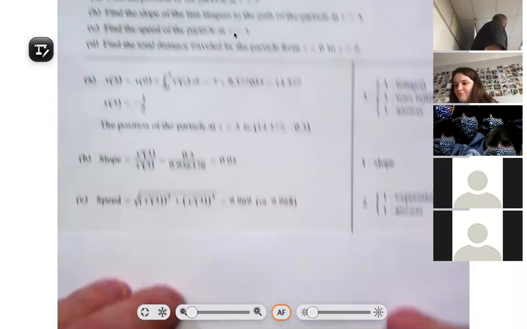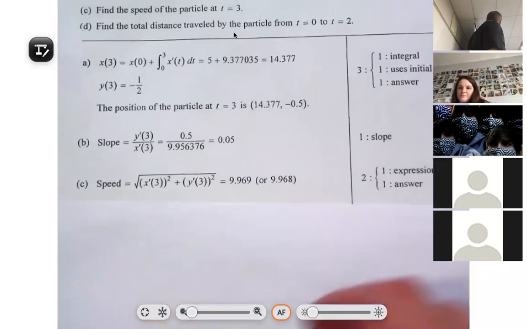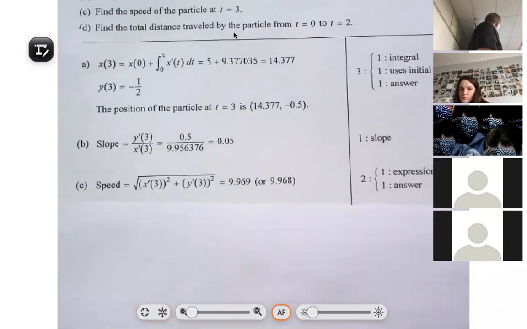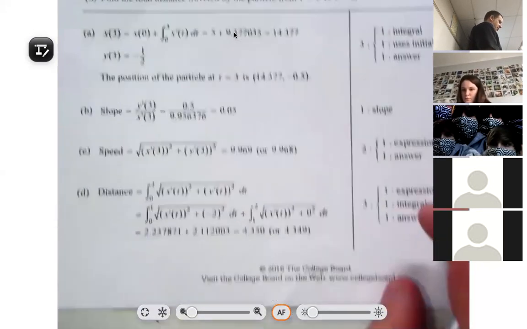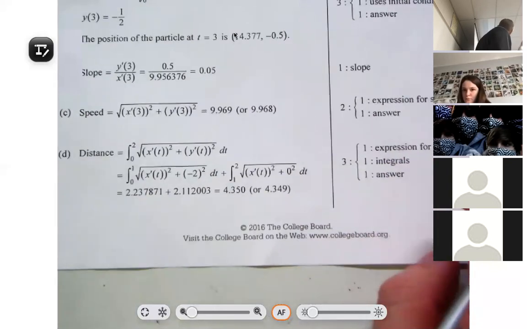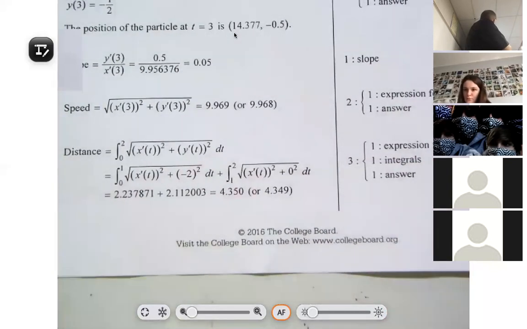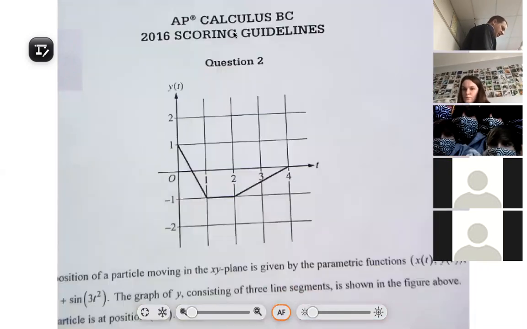C is like that last problem we did in the notes. And then D, you're just integrating the speed. They split it 0 to 1 and then 1 to 2. Is that because y changed? Yeah.